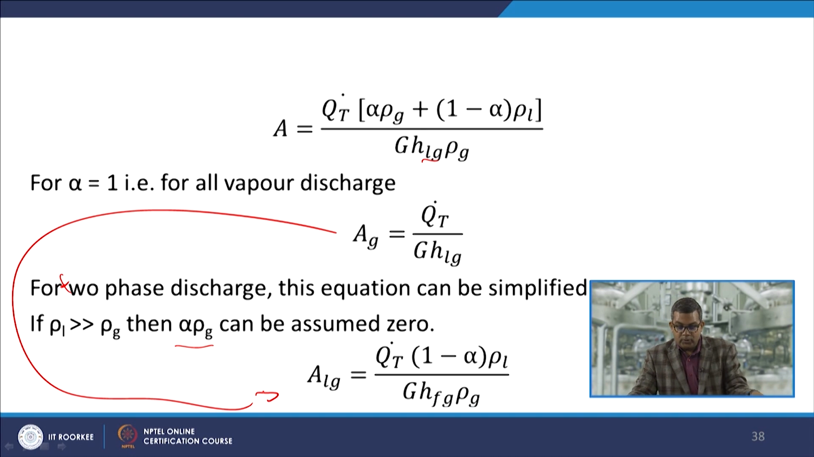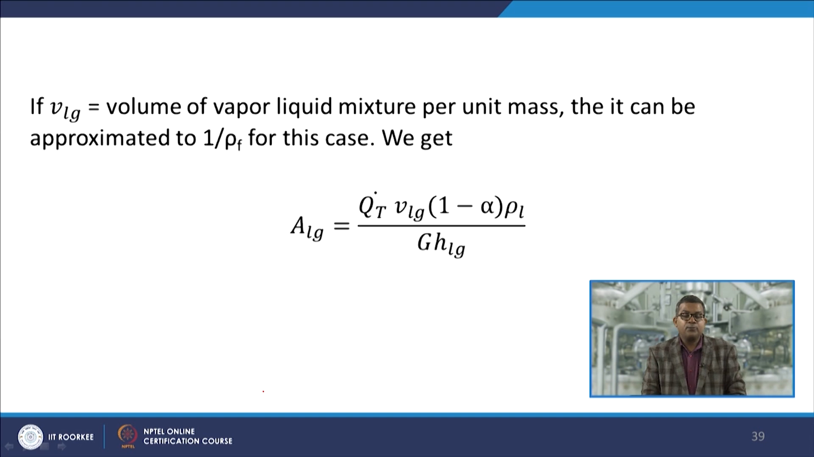ALG is equal to Qt into 1 minus alpha rho L upon G HFG and rho g. So, if we take VLG is equal to the volume of the vapor liquid mixture per unit mass, then it can be approximated to 1 upon rho f for this particular case. So, we get ALG is equal to Qt VLG into 1 minus alpha rho L upon GHLG.